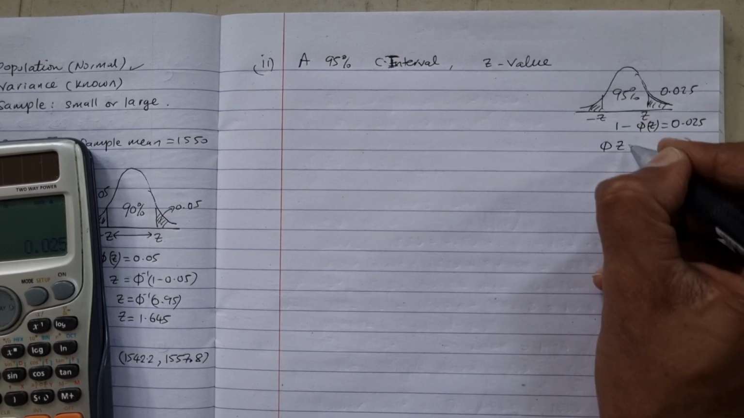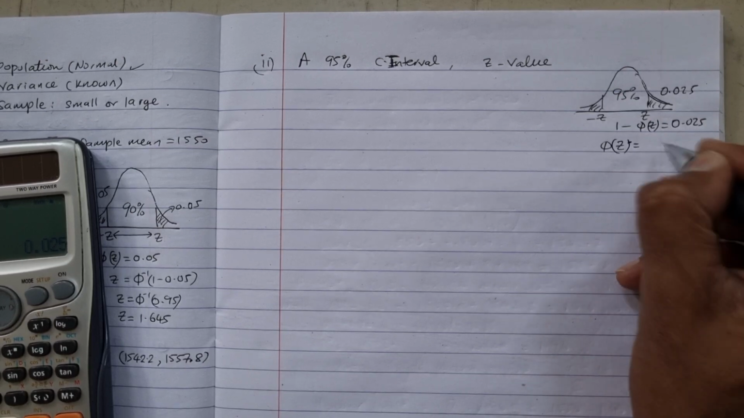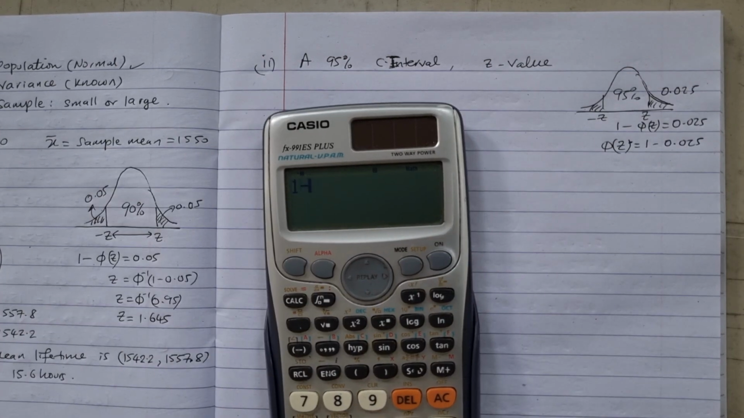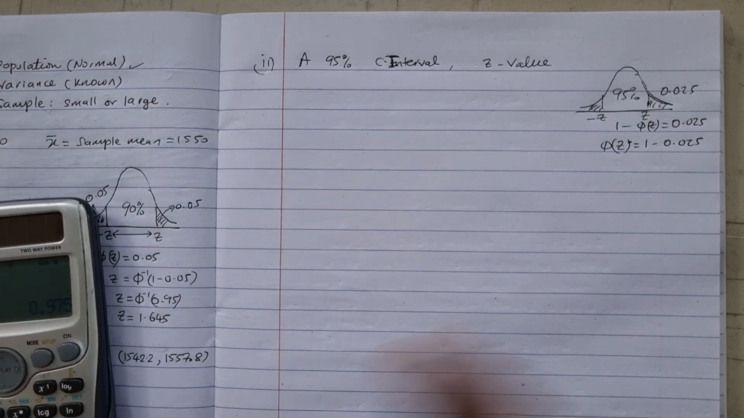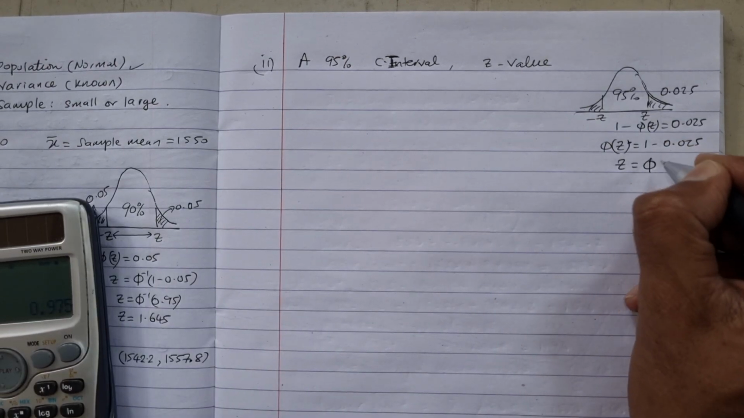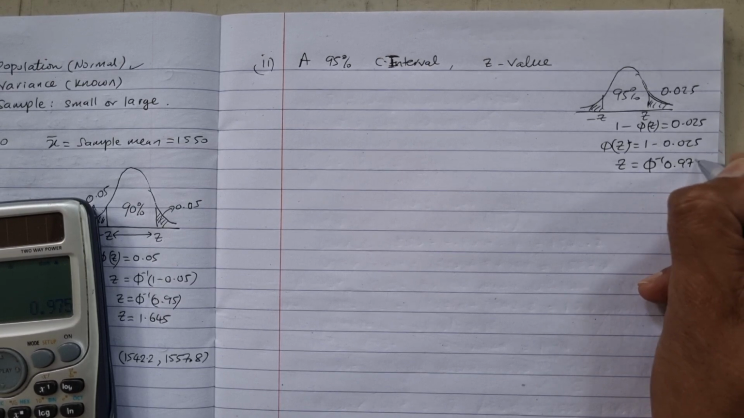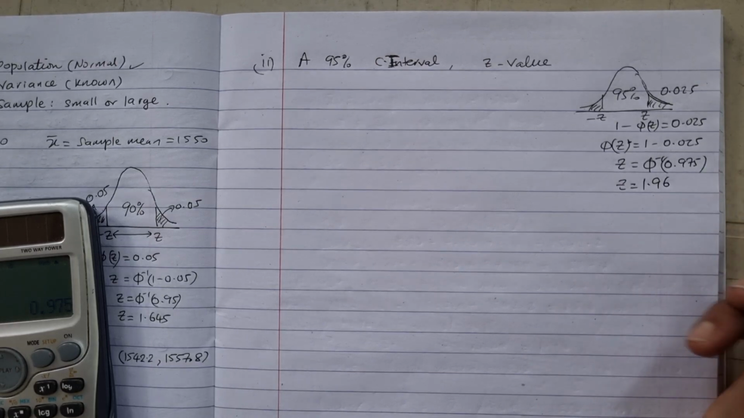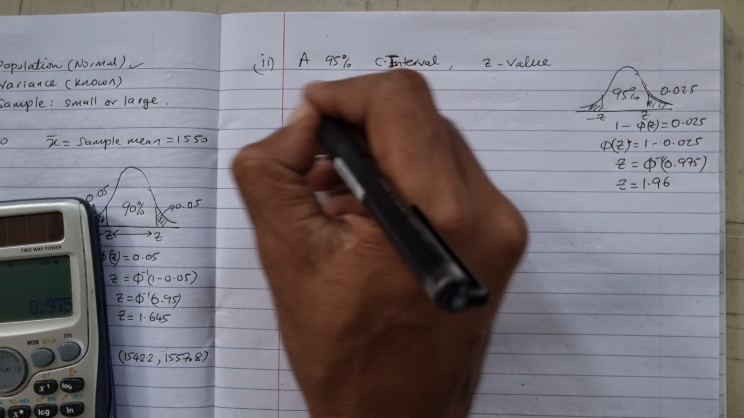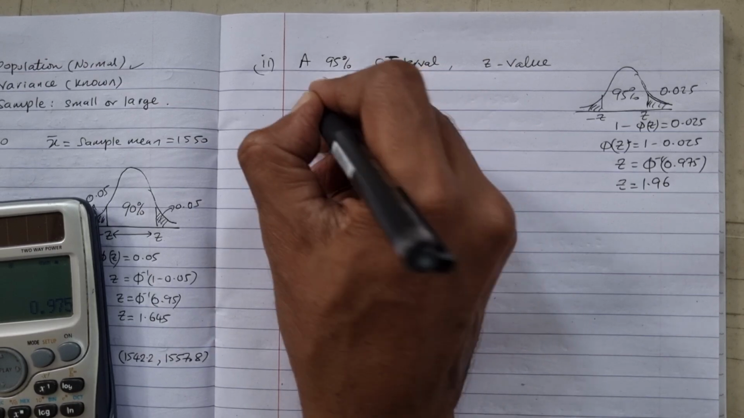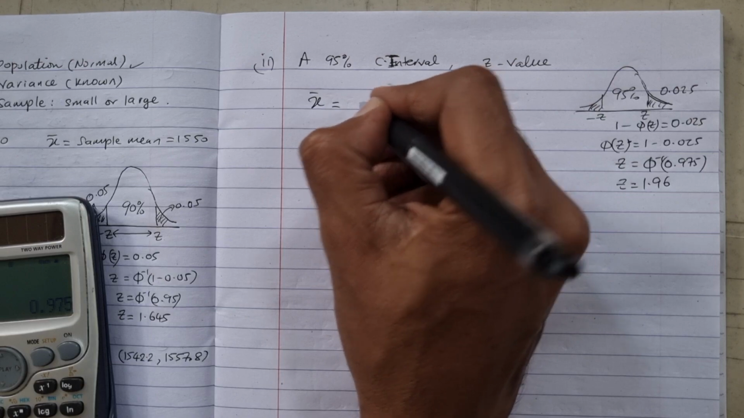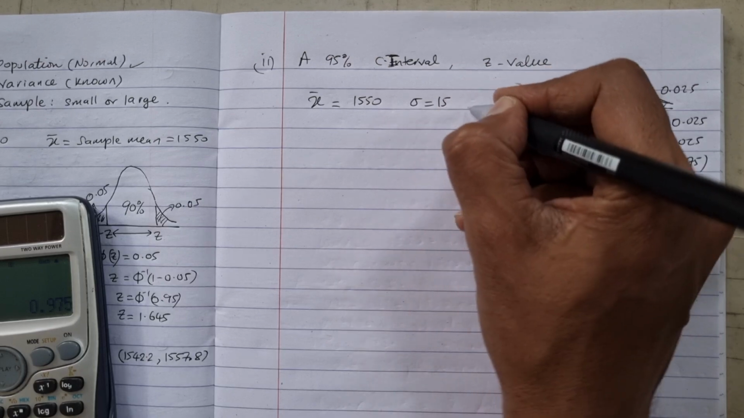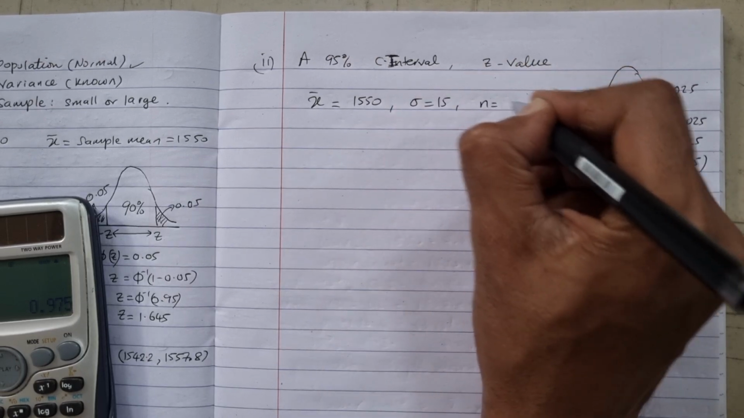So phi of Z is equal to 1 minus 0.025, and this Z is now equal to phi inverse of 0.975. Check this out from your statistics table. You should be able to see that it is 1.96. So for the 95% confidence interval, we have the sample mean. The sample is the same as given, and the standard deviation, we know, is 15, and you've got your sample size, which is 10.